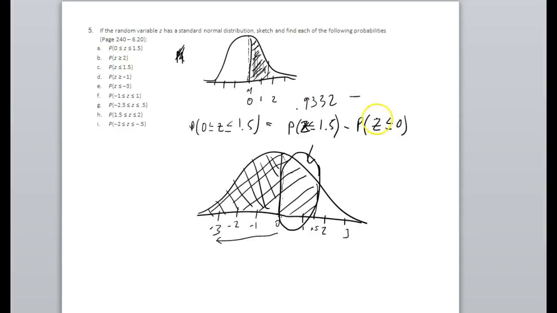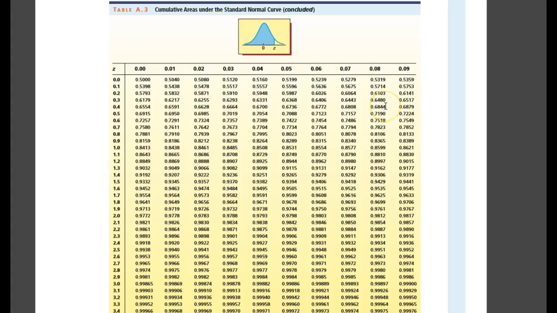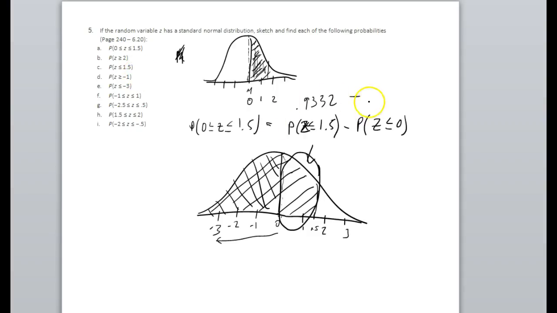0.9332. Now we're going to be minusing off the probability that z is less than 0. I actually already know what that is, and you'll see why here in a second. But let's look at 0. Z is less than 0 is 0.5 exactly. And that makes a lot of sense, because we already said that at 0, half the data is over here and half the data is over here. So we know that there's 50% probability on this side.